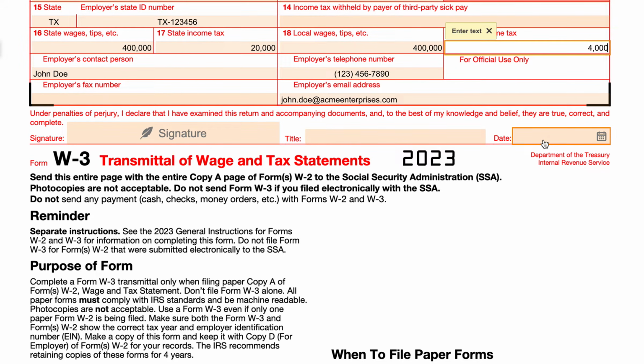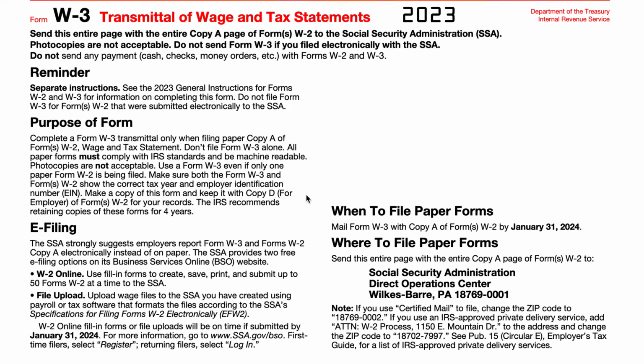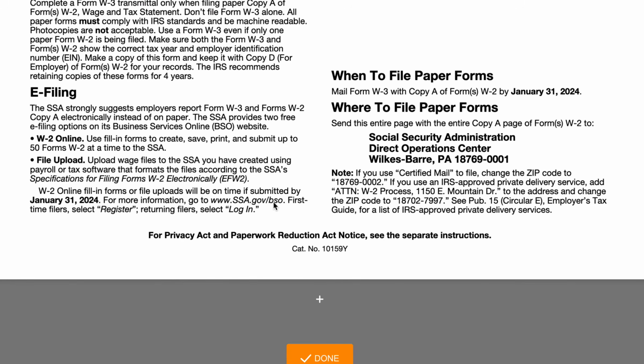If you're sending paper copies, you would send the entire form with all of your Form W-2s to the SSA. If you're filing this electronically, you don't need to send a Form W-3. So you don't need to mail it, but you would follow the instructions here, where you would, at the strong suggestion of the federal government, file everything electronically, either by uploading the W-2s online or submitting all of your wage files to the Social Security Administration using your tax software.